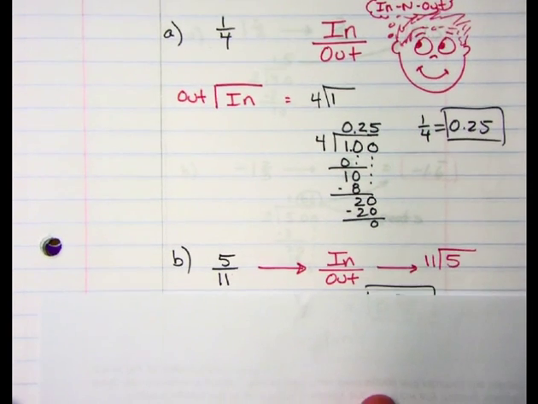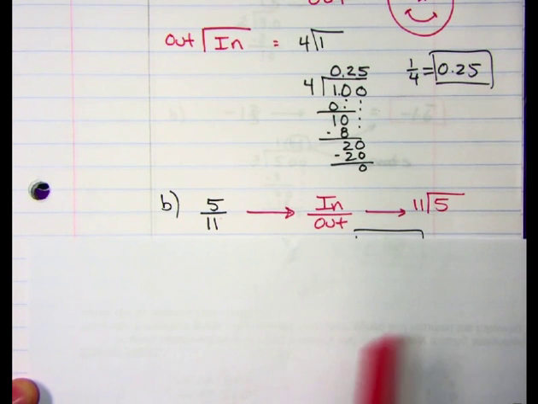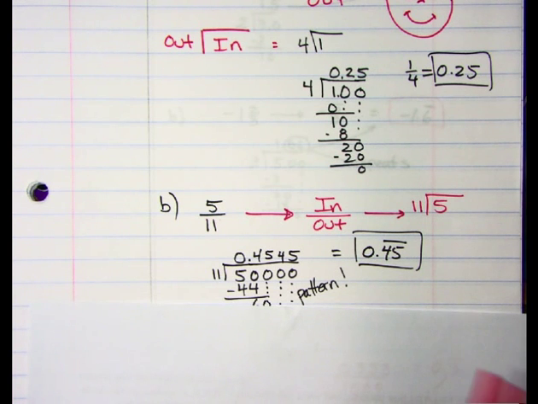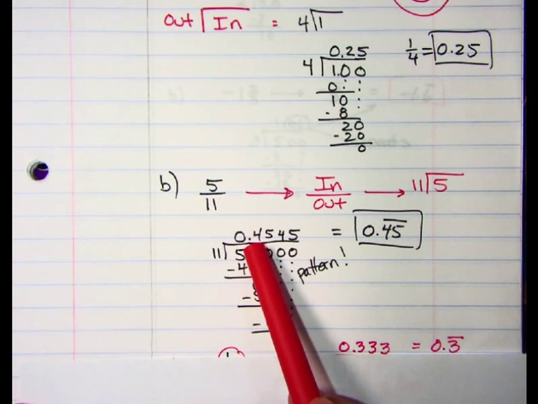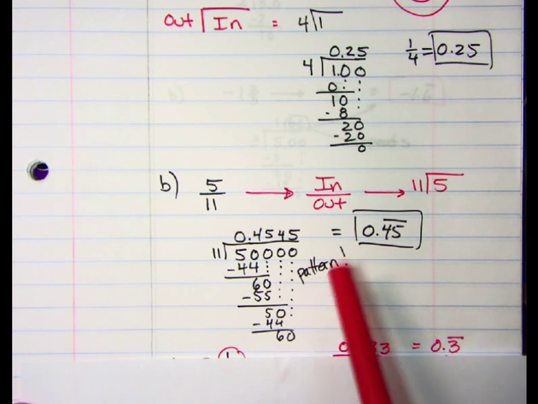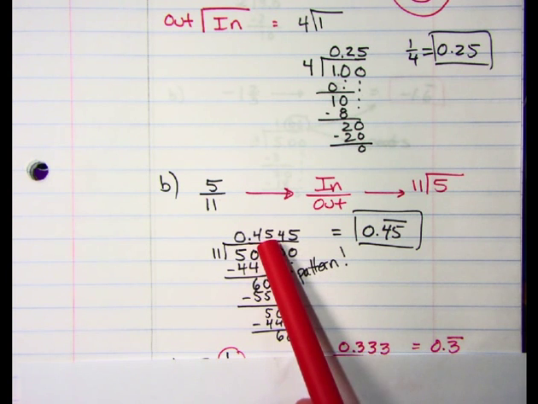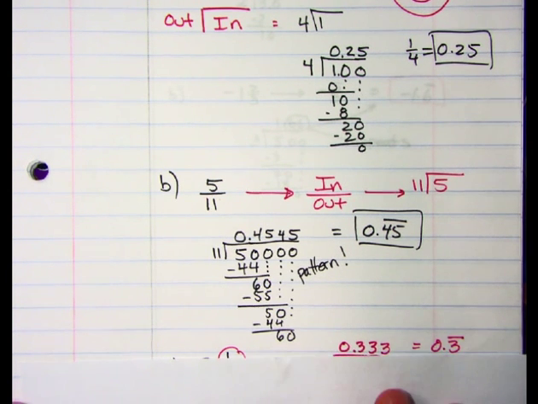Let's take a look at another example. In and out. 5 over 11. That means 5 is inside, 11 outside, and I do my dividing. On this example, as I did my problem out here, I started to notice there was a pattern. It went 4, 5, 4, 5. Because there's a pattern, I can stop and say my answer here really is 0.45, and the 4 and 5 both repeat. So I can put a little bar over that.